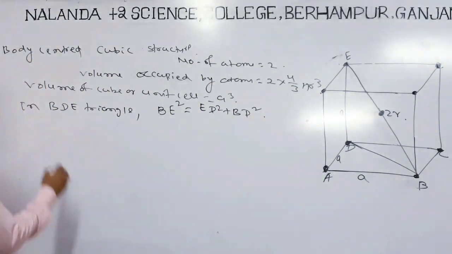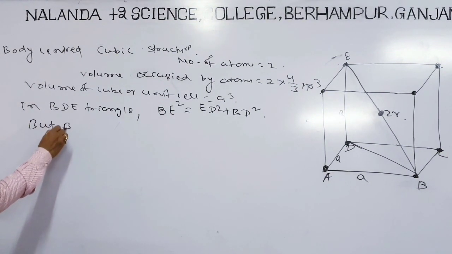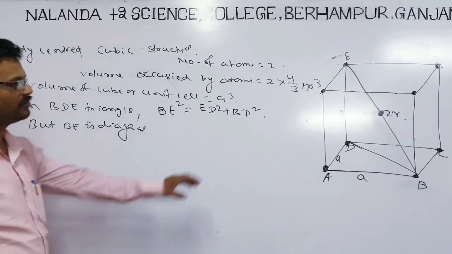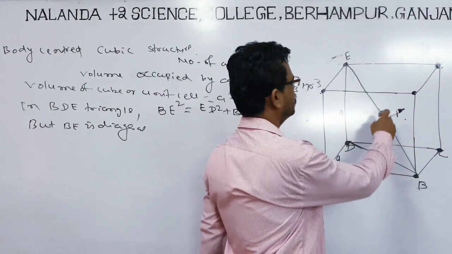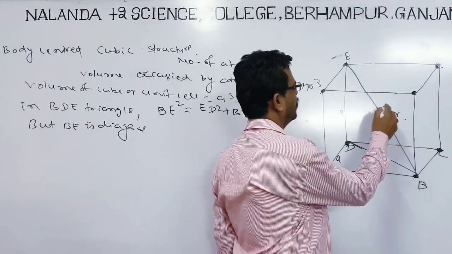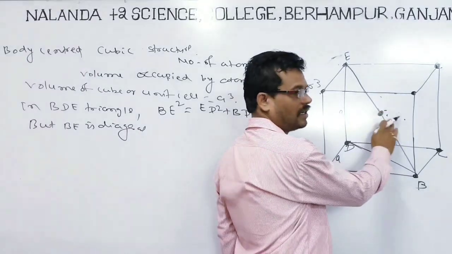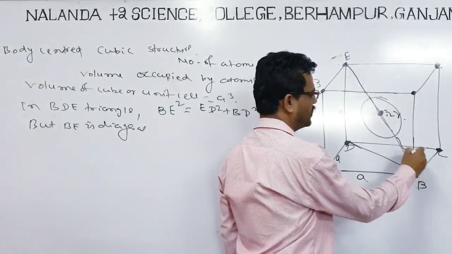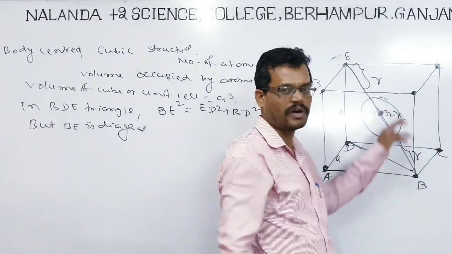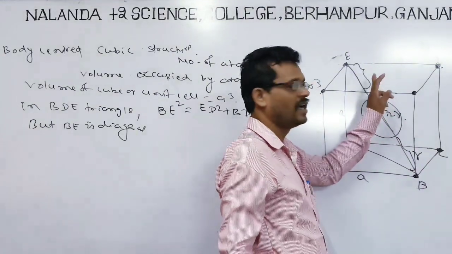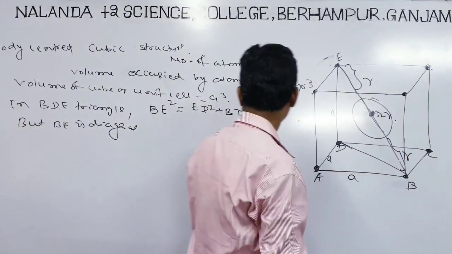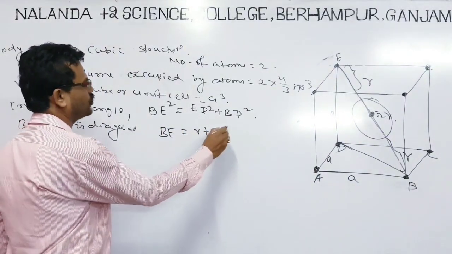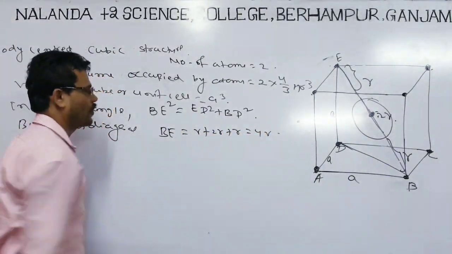But you know BE is the body diagonal, and you can observe here, this is 1r, 2r. We take one radius, that is r, then the middle is 2r, and the rest is 1r. So we can say the total length of BE is r plus 2r plus r, which is equal to 4r.